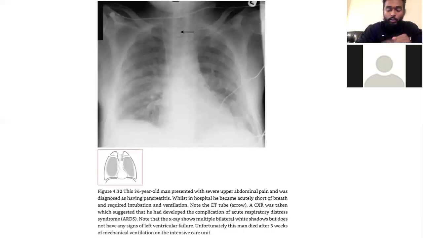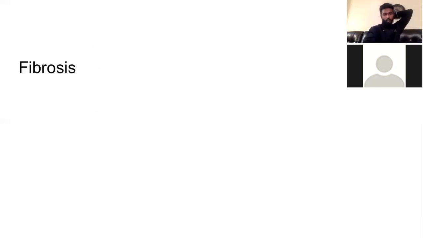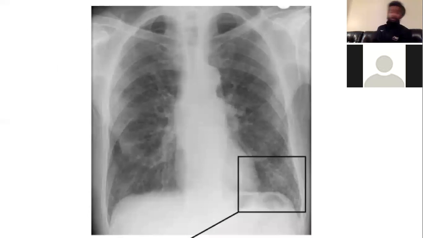But in this one, you not only have fluid in the whole interalveolar interstitium, but also in the actual air spaces, like you see with consolidation. You get what I'm saying? Yeah. All right, cool. And lastly, fibrosis.